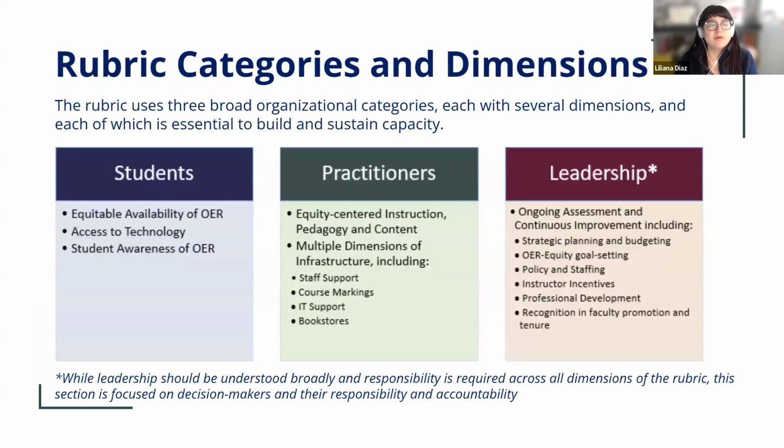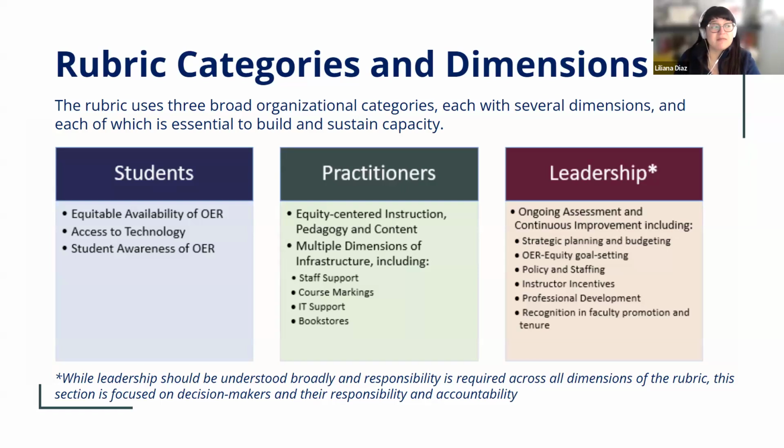So the rubric has categories and dimensions. We use three broad organizational categories, and within these categories, there are different dimensions. The main components of the rubric are students, practitioners, and leadership. Those are the organizational categories you will find within this rubric. Within that rubric, you'll see several dimensions, which are in the bullet points. For example, if we're looking at practitioners, one of the dimensions is equity-centered instruction, pedagogy, and content. Another one is multiple dimensions of infrastructure, which includes IT support, course markings, staff support, and bookstores.